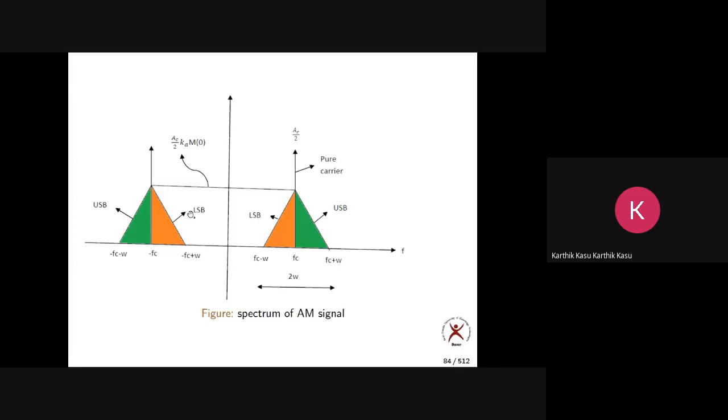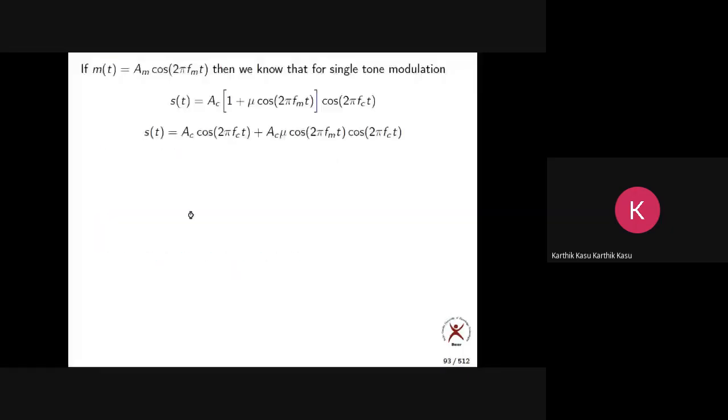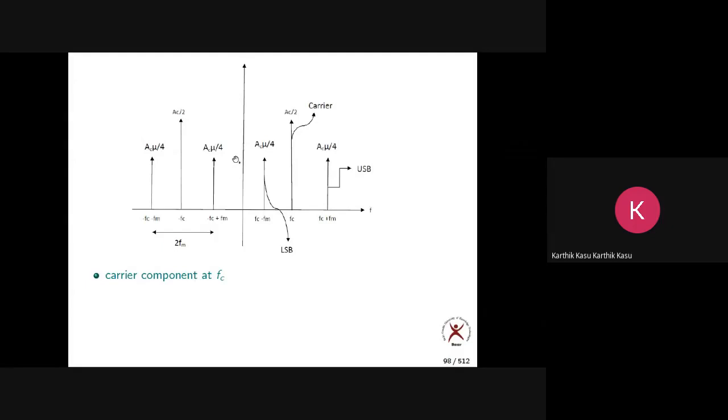But here, what is the message signal? That is given to you: M of t equal to Am cos 2 pi Fm t. If that is your M of t, then this is your spectrum. So this is the spectrum of a single tone AM signal. The spectrum changes if M of t changes.